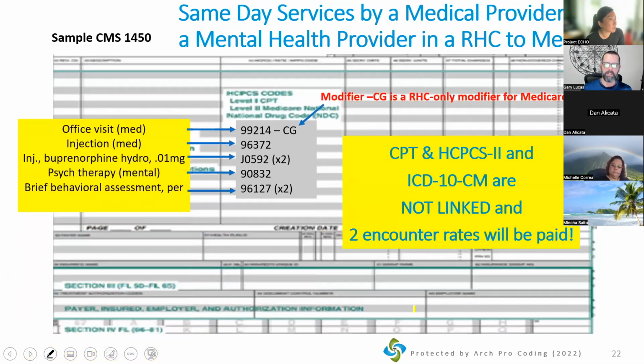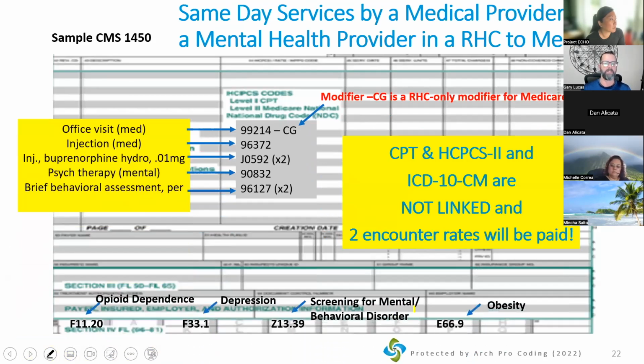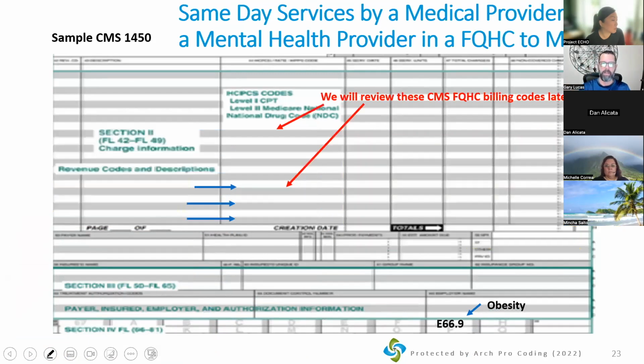Because if I'm in an RHC, folks, everything's going on the same claim form. We can't get into the details with this session that we have today, but they use modifiers in an RHC that the rest of us don't see. But notice, in addition to the medical office visit, we give the injection, but the therapy codes from the mental health provider are listed here, and 2 encounters should be paid, but I don't need to link my diagnoses.